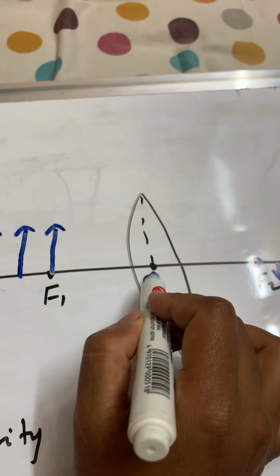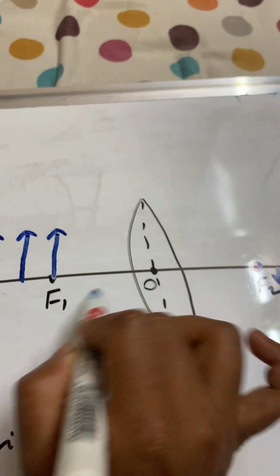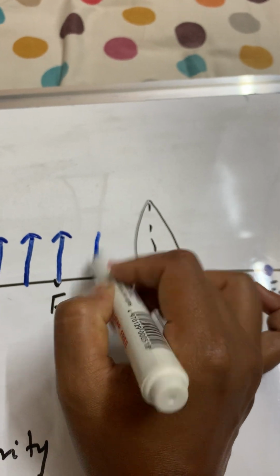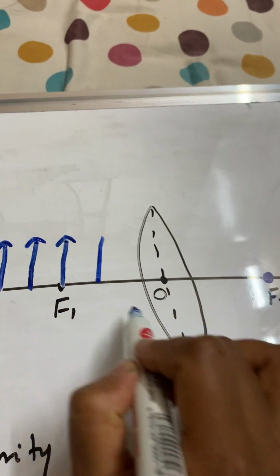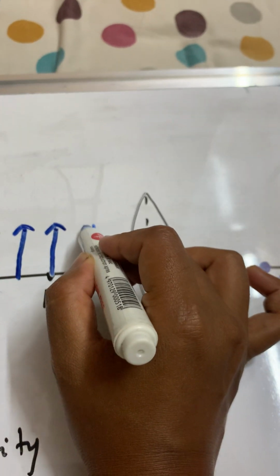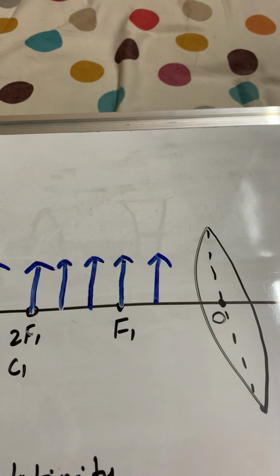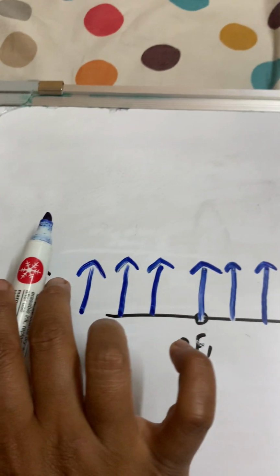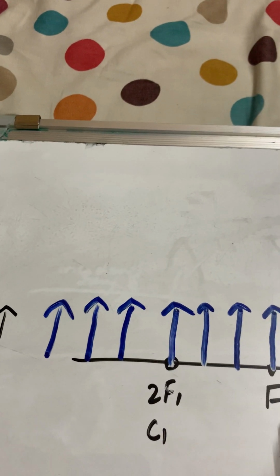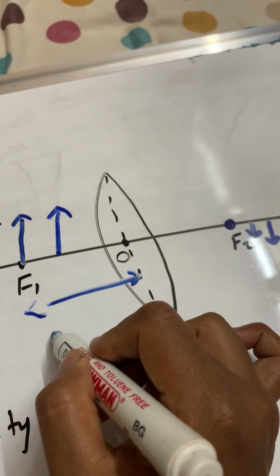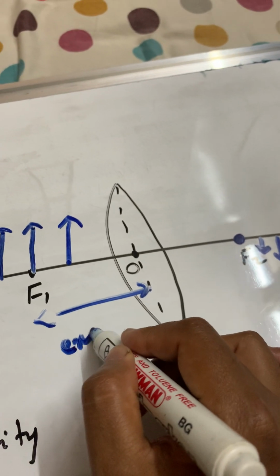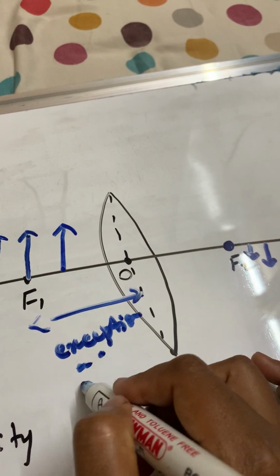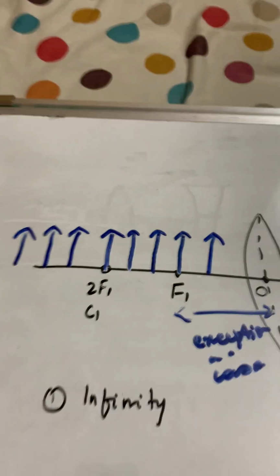Now there comes an exceptional case, when the object is between the optic center and F1. If the object is kept between the focus and the optic center, then its image will be on the same side and it will be bigger. So this is an exceptional case. Okay, we will see it.